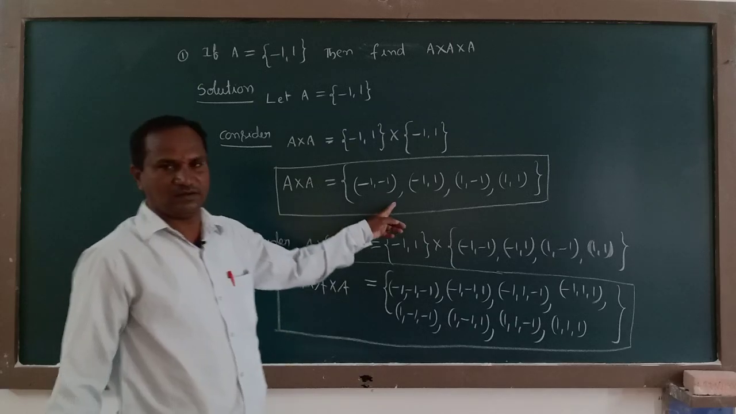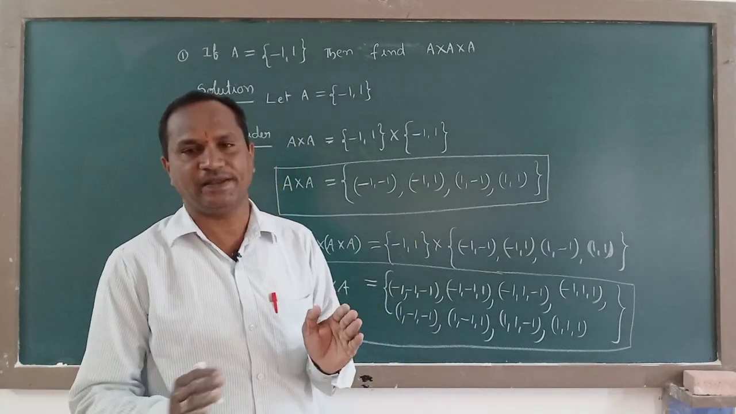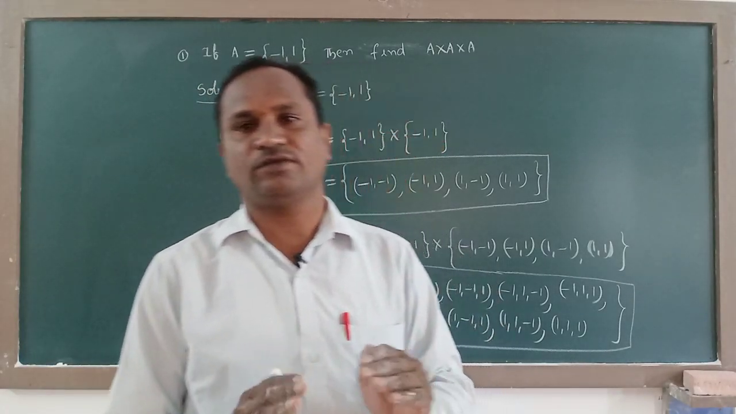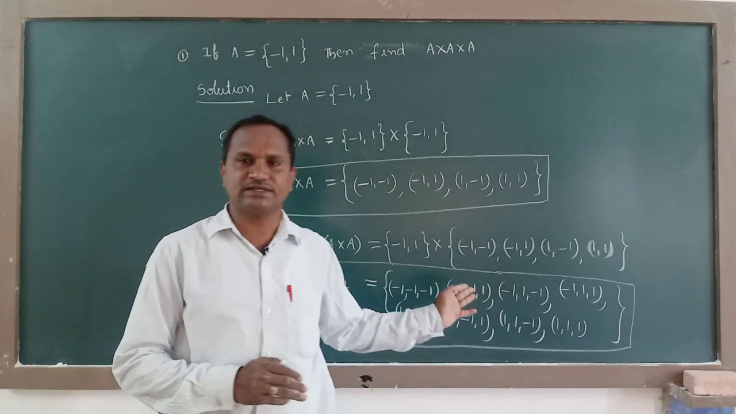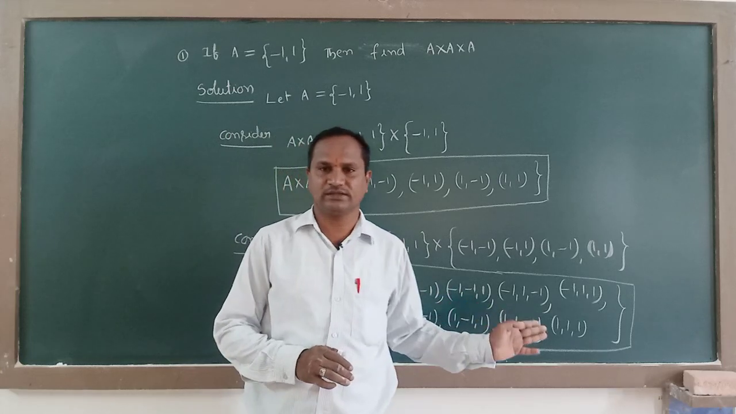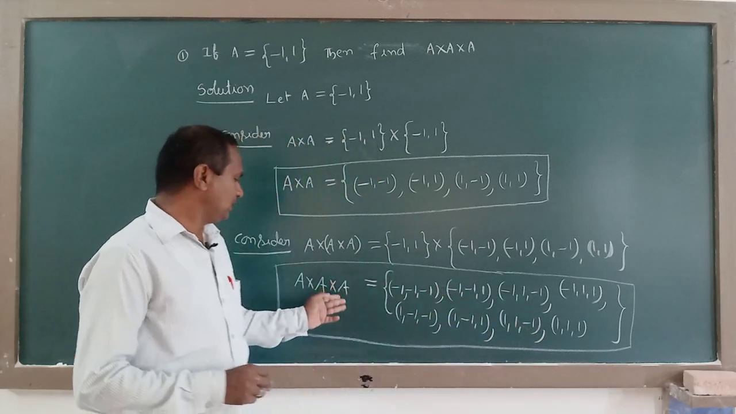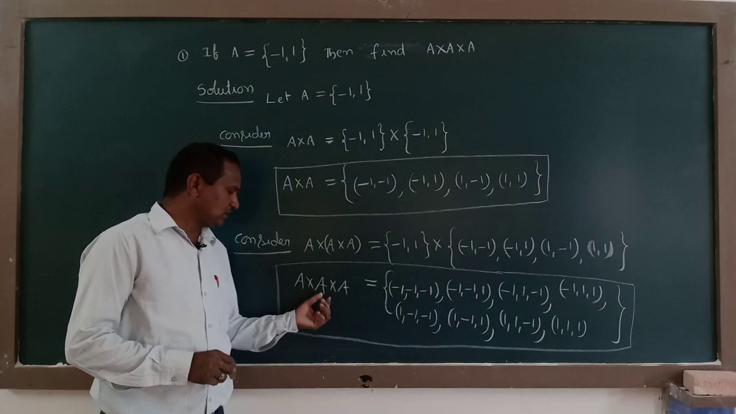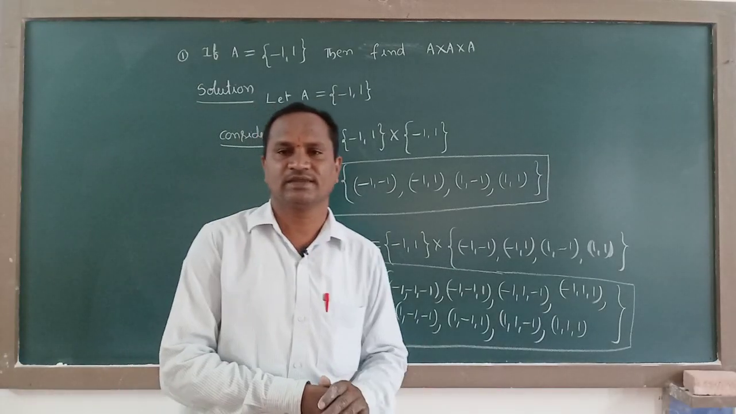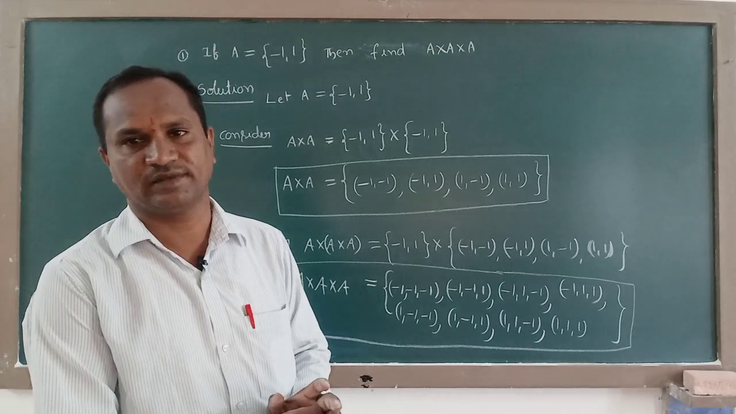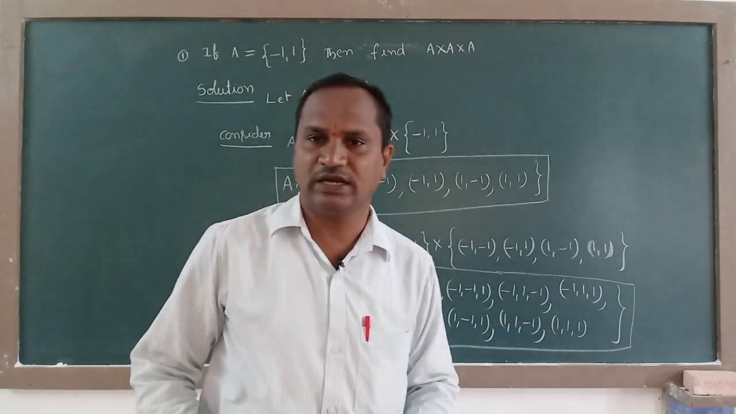Only 2 means ordered pairs. The set of all ordered pairs is the Cartesian product of the given 2 sets. Here we got triplets. Triplet means 3 elements. That's why these are all the elements for A cross A. Like that we are finding triplet elements for the given set capital A. Let us now solve another question.